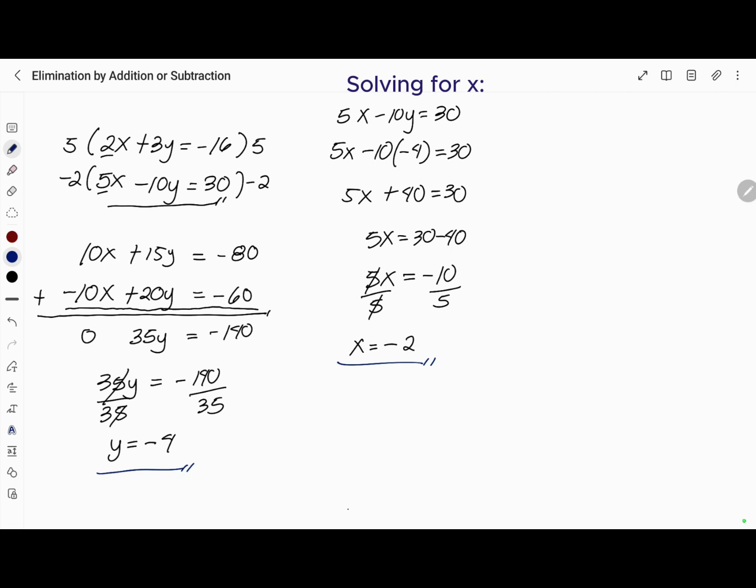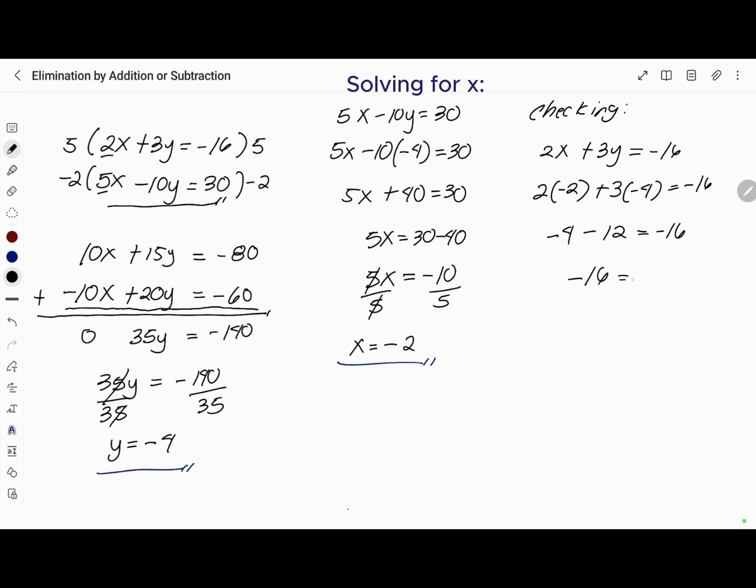Is this correct? Let's check. Okay, so now I will choose equation 1. So equation 1, we have 2x plus 3y equals negative 16. Let's substitute the value of x and y. So 2 times x, negative 2, plus 3 times y, negative 4, equals negative 16. 2 times negative 2, that is negative 4. Then 3 times negative 4, negative 12. Negative 4 minus 12, that is negative 16.